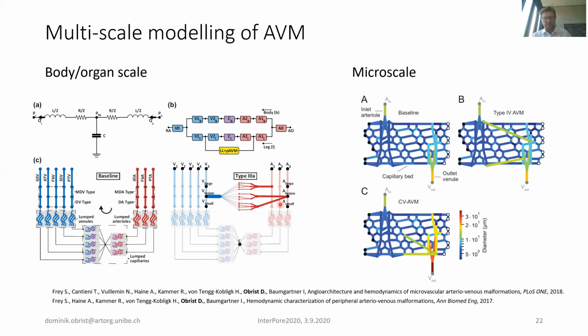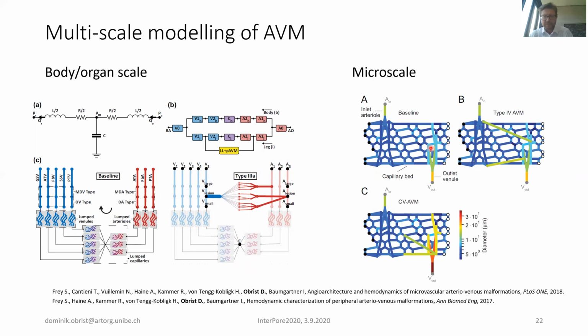In this AVM, we can place different shortcuts, different architectures, different shapes of malformations. And there's also a type of malformations inside the capillary bed, which is down here. So we model the capillary bed also with a network, with a complex network of vessels.